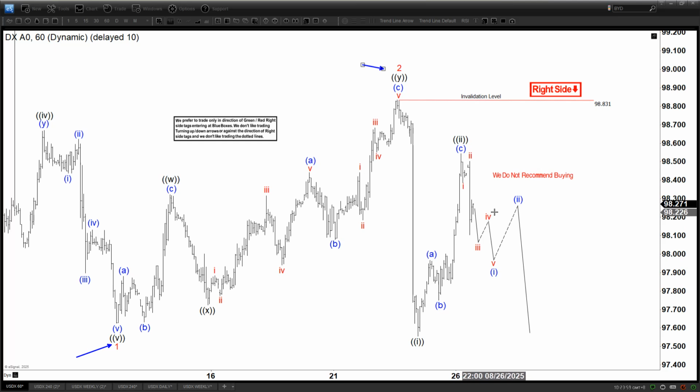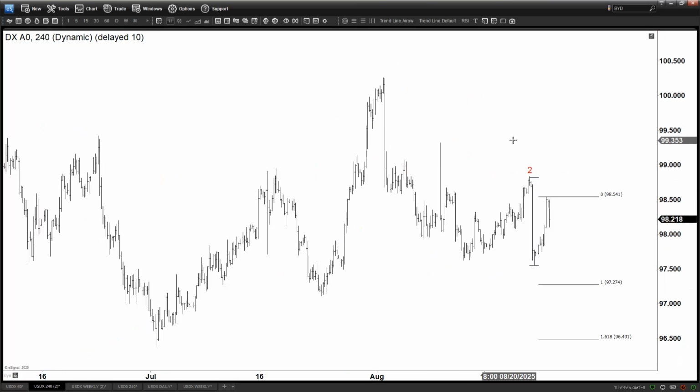All right, and yeah, so we're looking for the downside as long as it stays below 98.80, which is a pretty straightforward idea. Now let's take a look at a couple of different things here, so that you have an understanding where we are, what the alternates are, and why we are calling what we are calling. All right, so let me upgrade to the 4 hour time frame and look at the minor degree here. Okay, so this wave 2 here is this wave 2 here.